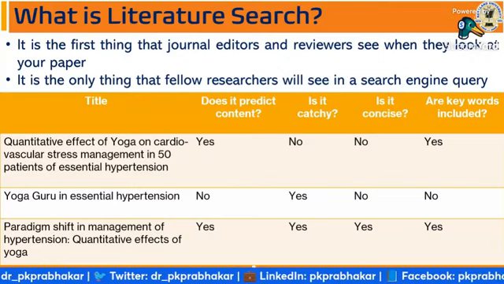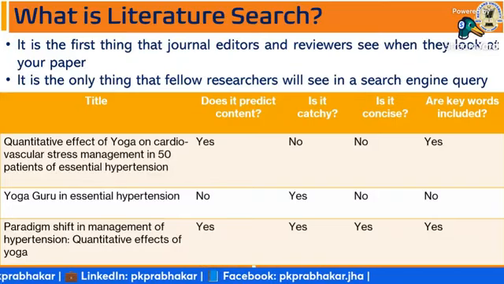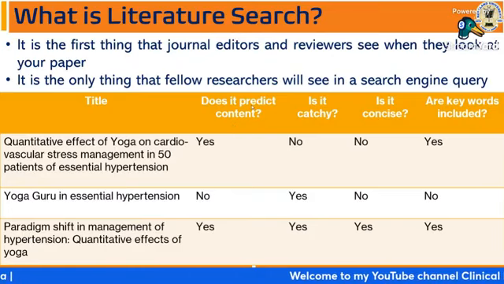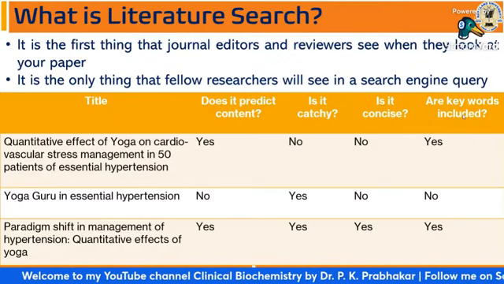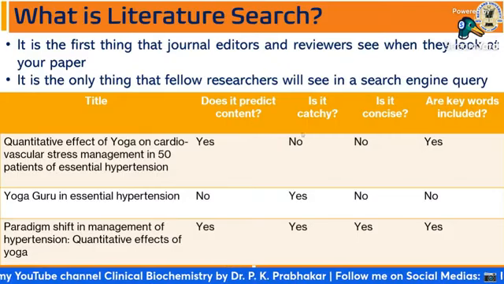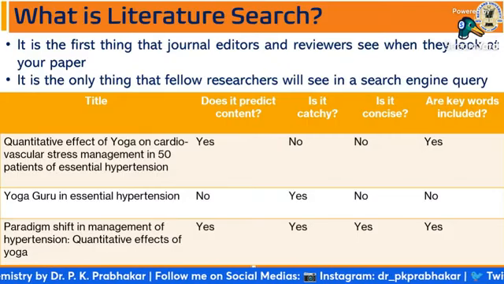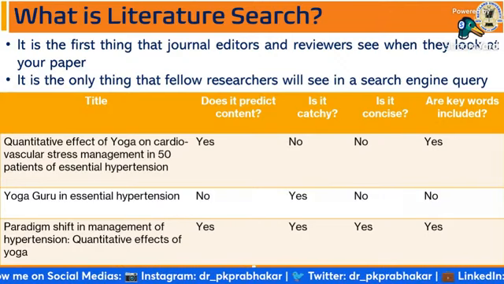So there are a few conditions I have made here. It is the only thing that fellow researchers will see in the search engine query. I have 4 important criteria I mentioned here. The first one is, does it predict the content? Is it eye-catchy? Is it concise? Are the keywords included? So if your title has yes for all the answers, your title is a good title. If any of the answers is no, you should change, you should reframe those titles.